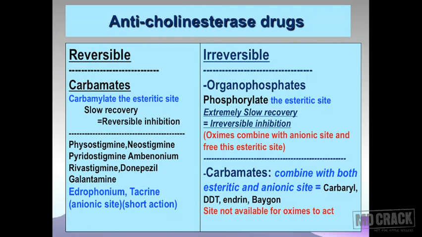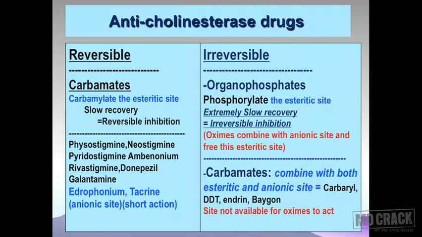Let's try to go to the other side and understand what's irreversible. Irreversible anti-cholinesterase agents are organophosphorus compounds. And instead of carbamylation, they phosphorylate the esteratic site. The word is important. They phosphorylate the esteratic site. The same esteratic site, but they don't carbamylate. They phosphorylate. And they phosphorylate in such a way that the recovery from this particular effect is extremely slow. And this is why it's difficult to reverse the inhibition. So we call this irreversible inhibition.